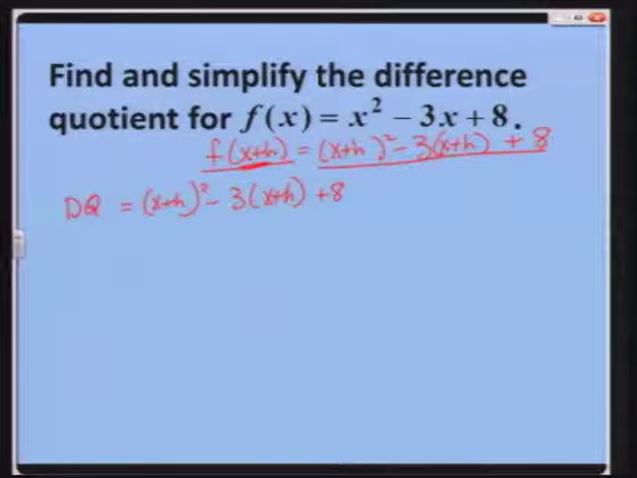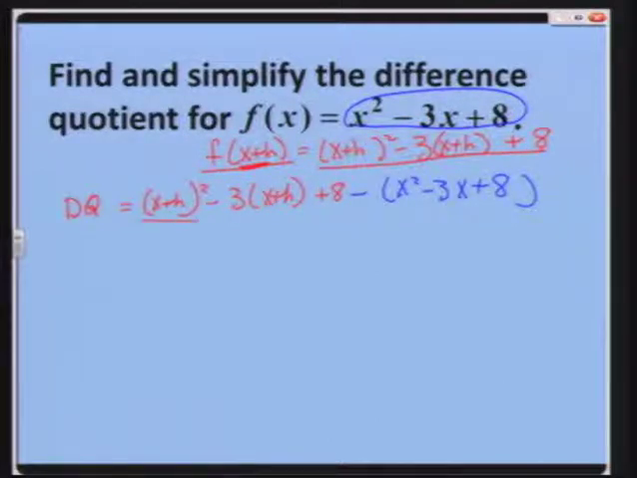Then I'm going to subtract f of x. And here's my f of x right here. x squared minus 3x plus 8. So do you see right here f of x plus h minus f of x in the numerator from our formula? And then we divide by h according to the formula. So we have it set up. Now our duty is to work it out.